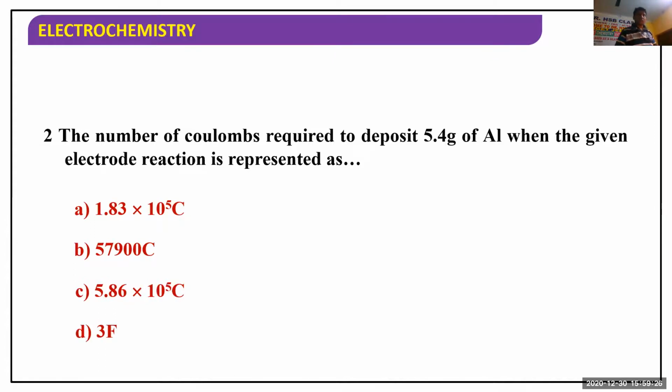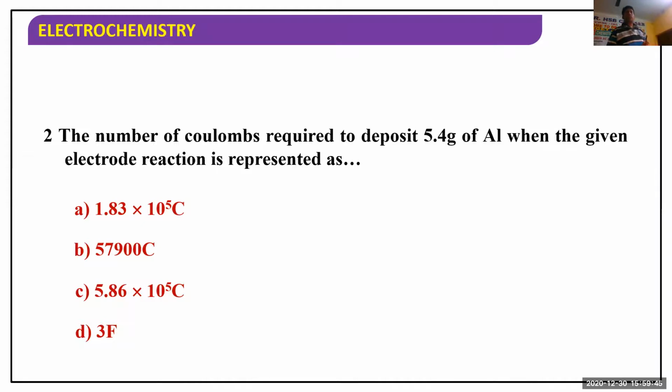Okay. So what will be the answer? It will be 57900 coulomb. Okay, but how? The number of coulombs required to deposit 5.4 gram, so W is 5.4 gram.